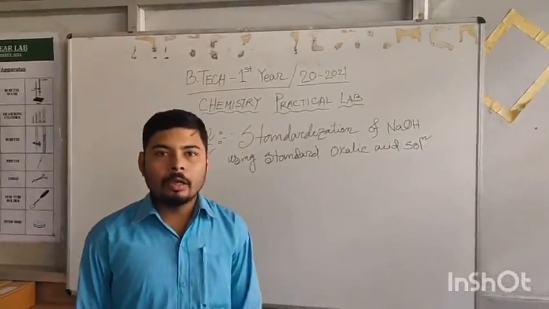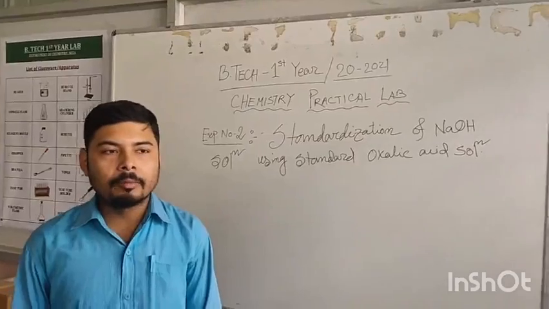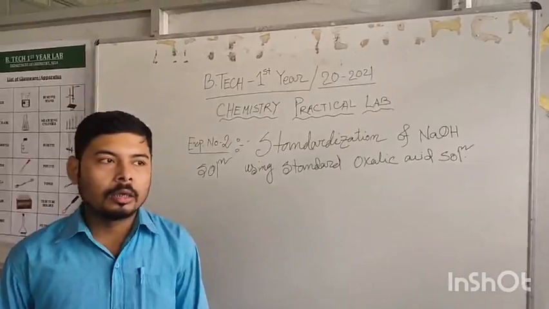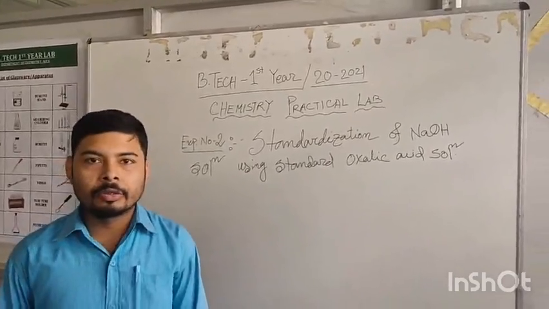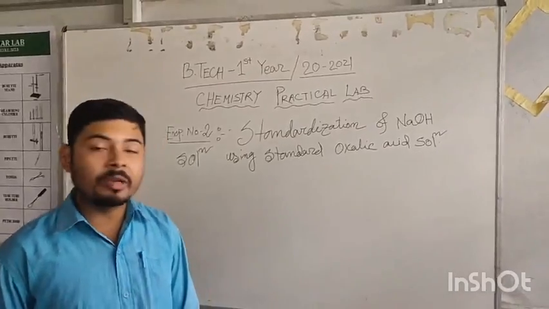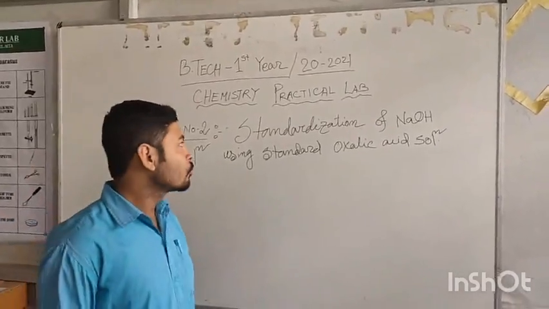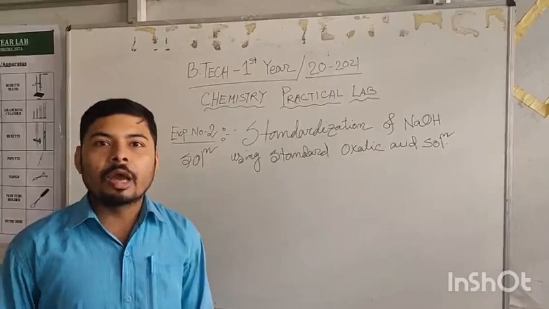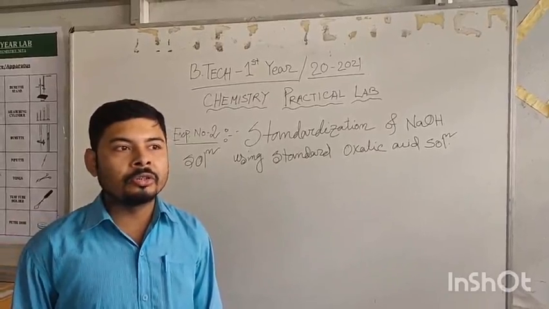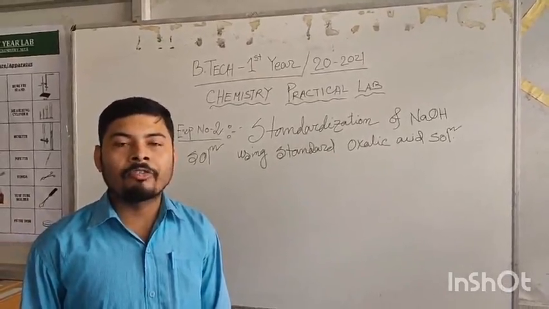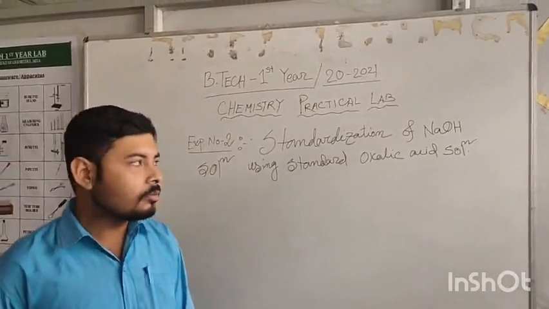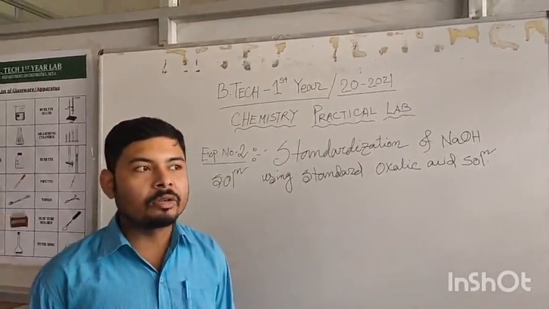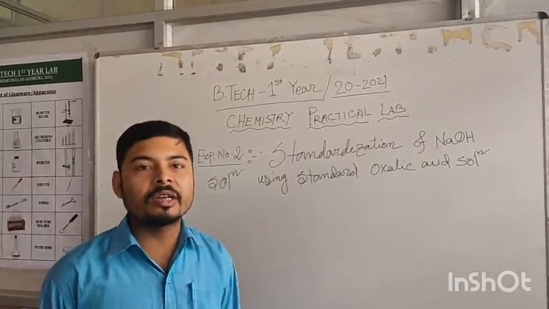So, in your previous practical lab, I showed you experiment number 1, the preparation of standard oxalic acid, a primary standard oxalic acid solution. Now the question is, what is the requirement of preparing a primary standard solution? This is basically required to standardize a secondary standard solution. Now, what is the difference between a primary standard and a secondary standard?